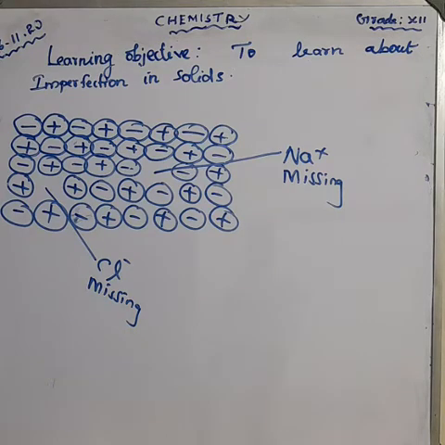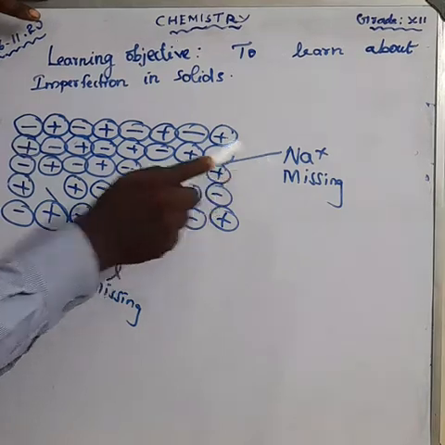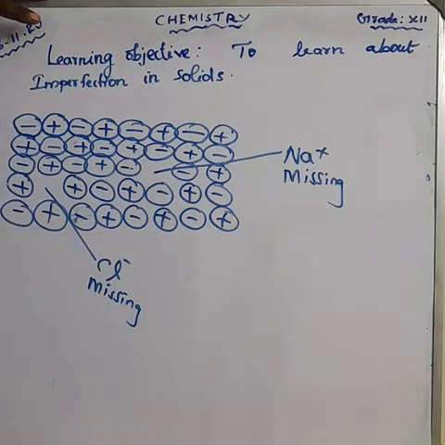Here, the number of cations and the number of anions missing from the crystal lattice are equal. This effect does not change the stoichiometry of the crystal. This is the balanced form, because the number of positive ions is equal to the number of negative ions.